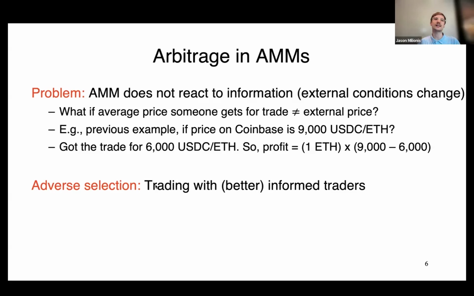In general, this is called adverse selection, and is basically due to trading with better informed traders. So these traders that actually have the knowledge of the external market, they're called arbitrageurs, and they can obtain a profit because the AMM does not actually react to this external information.